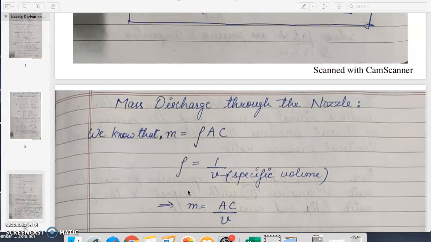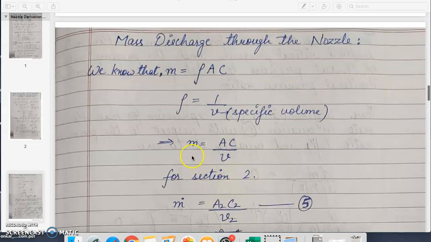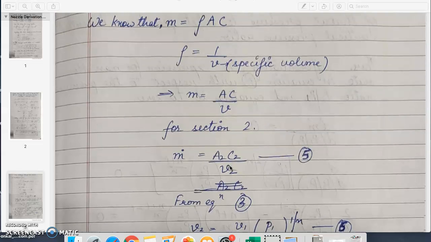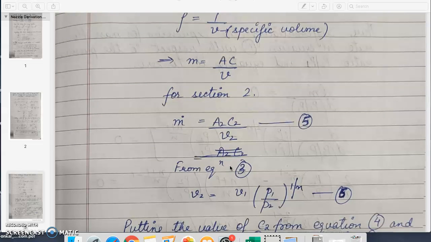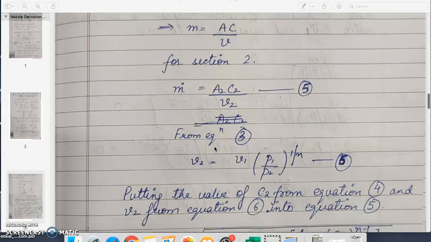So now for calculating the mass discharge through the nozzle, as we know that mass flow rate is given by rho AC, where rho is the density and it can be written as the reciprocal of the specific volume. So the mass flow rate can be written as area into velocity upon the specific volume. For section 2, which may be the exit of the nozzle, the throat of the nozzle, or any other section of the nozzle, we have taken it as exit in the current derivation. So m dot, the mass discharge at section 2, will be A2 C2 upon V2.